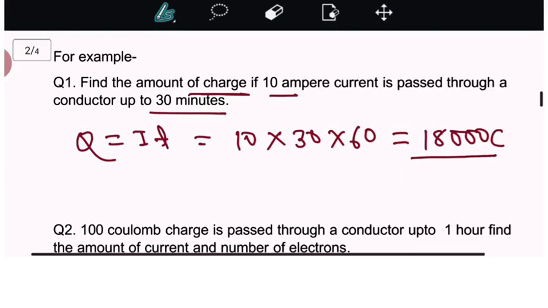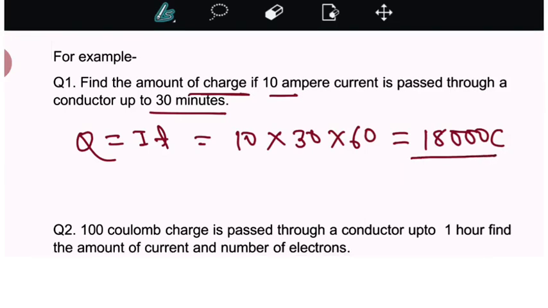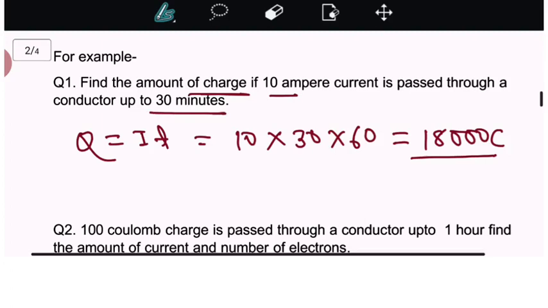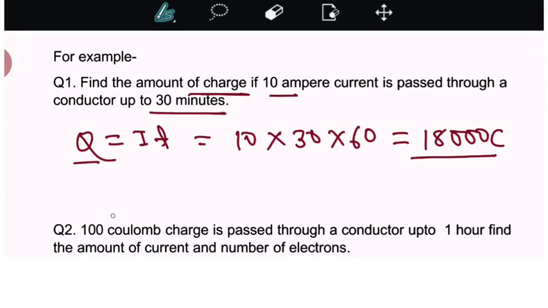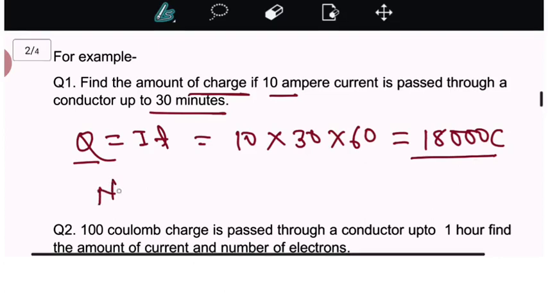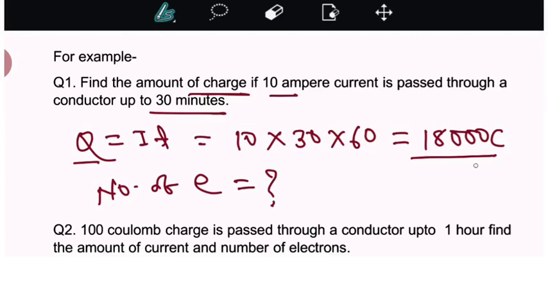18,000 coulomb charge is passed through the conductor if 10 ampere current is passed up to 30 minutes. Then how much charge passed? 18,000 coulomb charge passed. You can calculate the number of electrons also, and you have to calculate it yourself, because you know how many electrons 1 coulomb consists of.